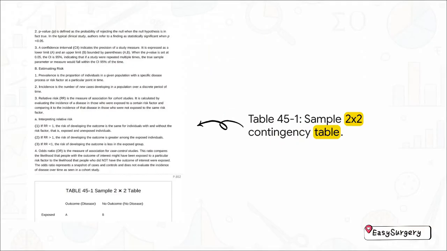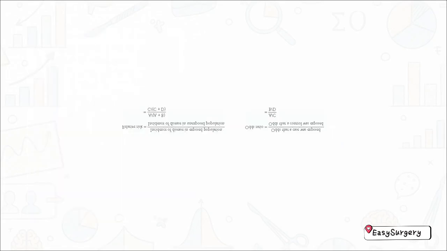The standard 2x2 contingency table is how you're going to map out nearly every single risk calculation. It strictly organizes your data by outcome, meaning disease or no disease across the top columns and exposure status down the rows. So box A represents individuals who are exposed and have the disease, box B is exposed but without disease, and so forth. From that 2x2 table, we can estimate association.